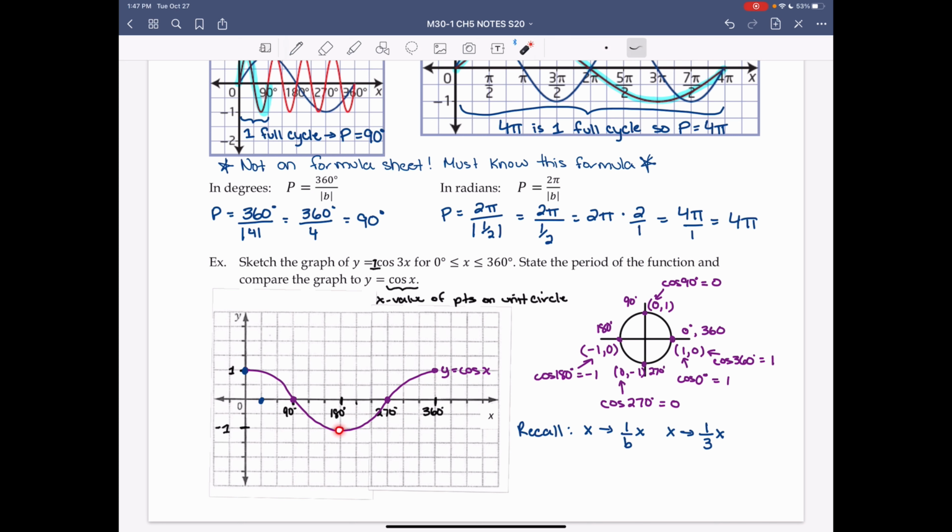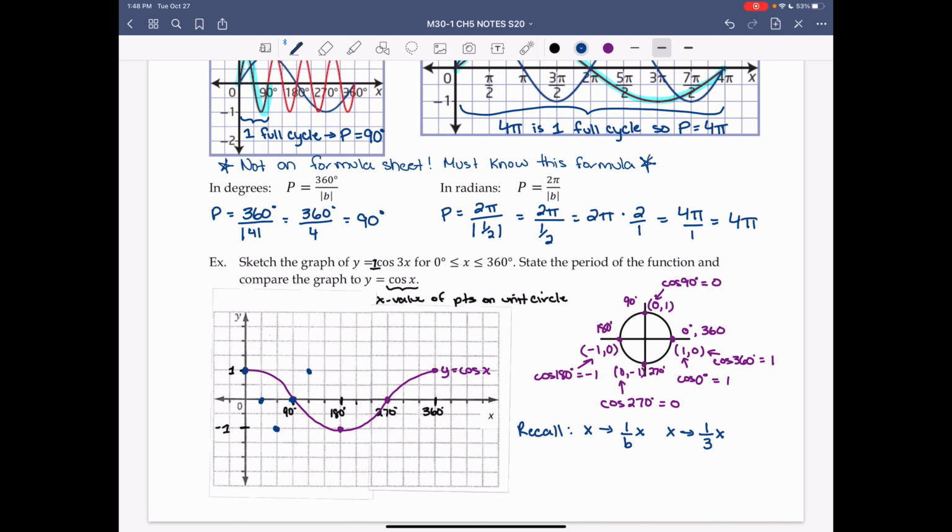Next one, we have x equals 180 and y equals -1. 180 divided by 3 is 60, so we'd have a point at 60 and -1. Then we have a point at 270 and 0. Divide 270 by 3, you get 90. So x equals 90, y is still equal to 0. And then we have a point at 360 and y equals 1. Divide 360 by 3, we get 120, and y is still equal to 1. So it'd be 120 here and y equal to 1.